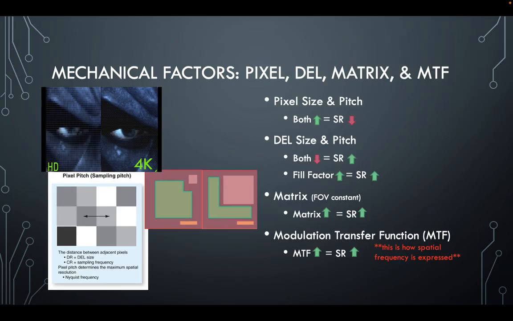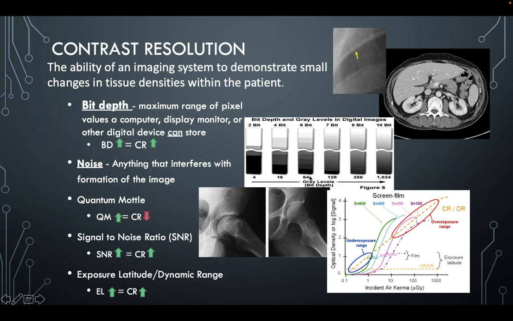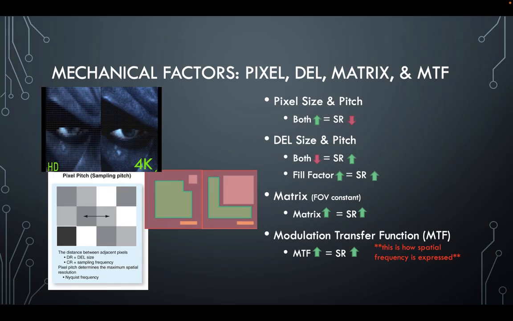All right, mechanical factors. Hopefully all of this is a review for you guys, but just to go over it one more time, pixel size and pitch, also del size and pitch is related here. I gave you opposites on both of these, so notice that if pixel size, pixel pitch increases, spatial resolution is going to decrease. This one is saying the opposite essentially. So as del size and pitch decreases, spatial resolution is going to go up. Oh, sorry guys. Fill factor.